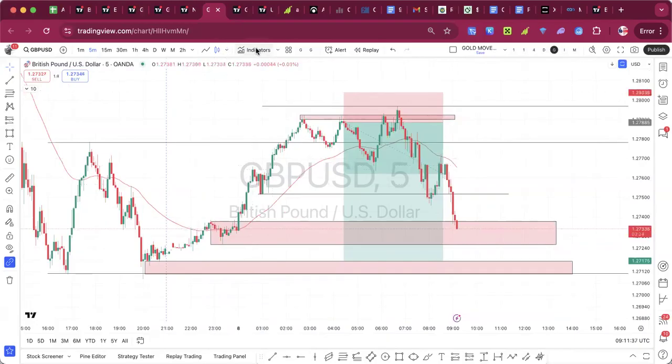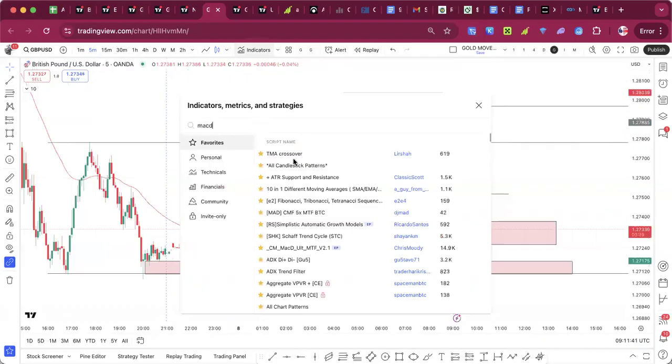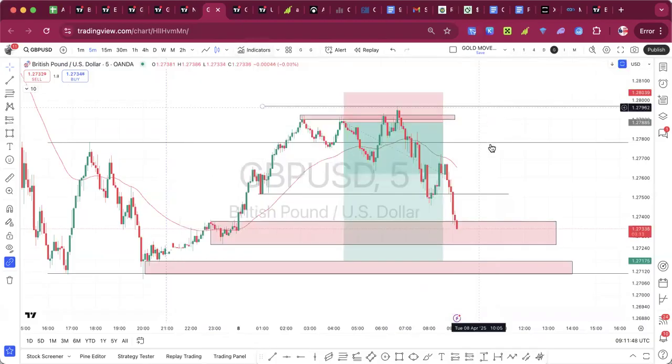Then MACD, you go to your indicator and type MACD. This is for momentum, right? Moving average, convergence, and divergence. That's all. So if you add these two, or RSI, you are good to go.